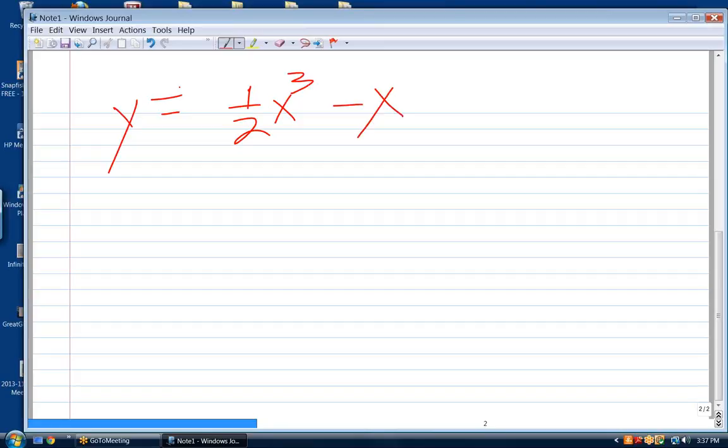Well, always the first step you want to look for is a greatest common factor. Is there anything we can factor out of that expression? An x. Uh-huh. What's it leave behind? 1/2 x squared minus 1.